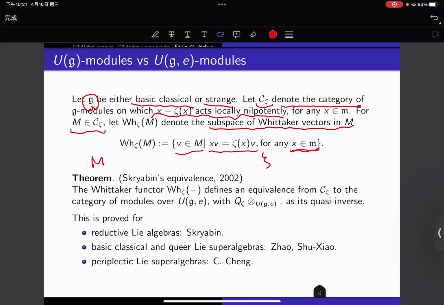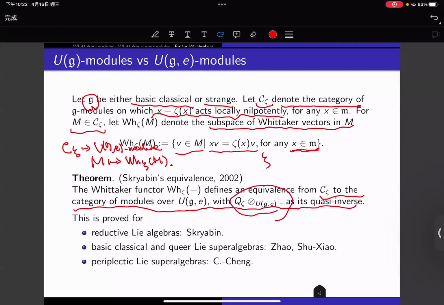And this assignment from C_theta to U(g,e) modules gives us an equivalence of categories with the tensor functor as its quasi-inverse. This is the so-called Skryabin equivalence, first proved by Skryabin for reductive Lie algebras, and for basic classical and queer superalgebras it is proved by Zhao and Shu and Xiao. And for type P, we prove the Skryabin equivalence.